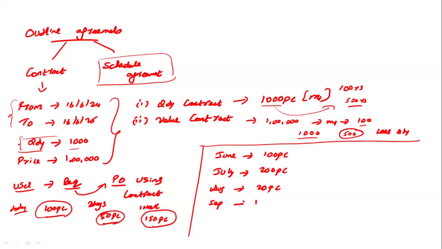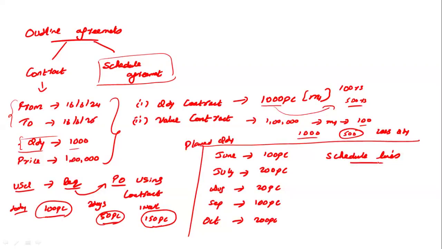In September, I need again 100 pieces. In October, I need 200 pieces. So in this way, you will define the quantity for each and every month and keep it. This is the planned quantity, or you can call it schedule lines. You will define the schedule lines and send these schedule lines also to the supplier. So you don't want to place a purchase order every month. The supplier can send the goods without your knowledge also.